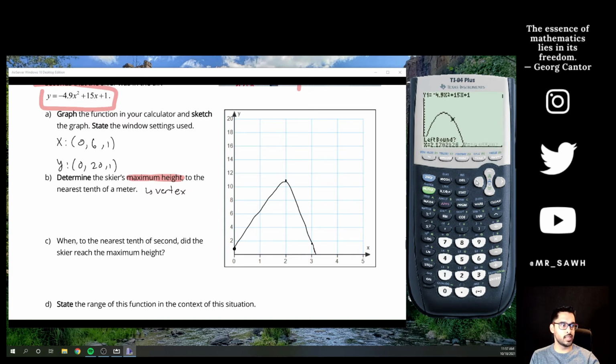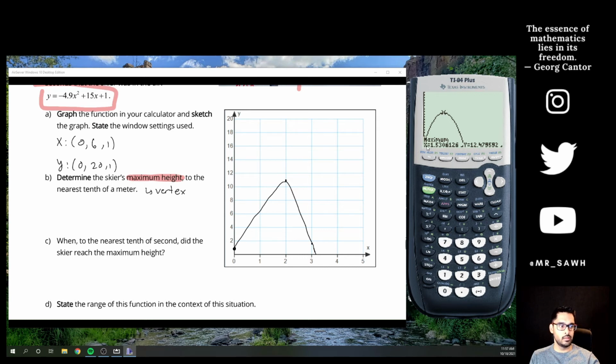Put the cursor on the left side of your vertex. Anywhere, it doesn't have to be close, far, anywhere is fine. Hit enter. Move it over to the right side of that vertex as well. Okay, now I've got 2 boundaries. My calculator will search in between them when I hit enter. So here's my vertex. Right, there's the maximum.